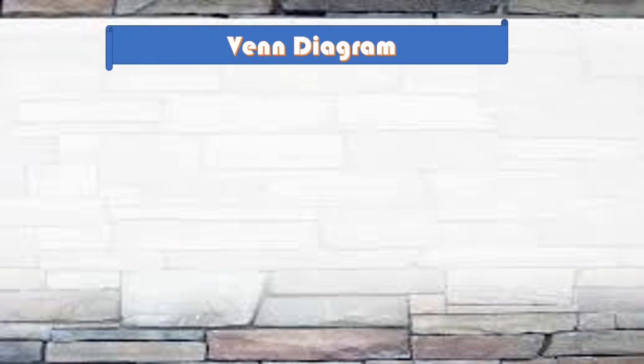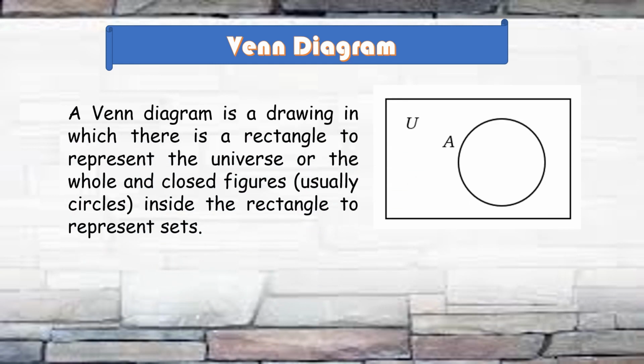Let's proceed to the illustration. Ito, mas magiging madali sa inyo kasi this is an illustration of those kinds of special set. This is what we call Venn diagram. A Venn diagram is a drawing in which there is a rectangle to represent the universe. So, ito yon. Ito yung rectangle na yon. Or the whole and closed figures. So, usually, circle ang ginagamit natin kapag under ng universal set. So, inside the rectangle to represent sets. So, let's proceed.